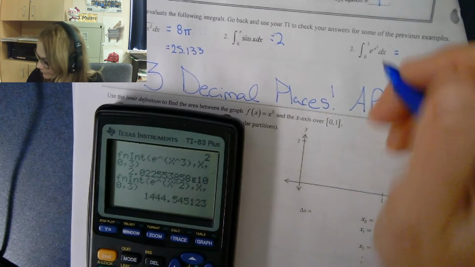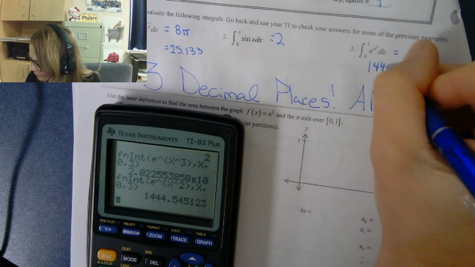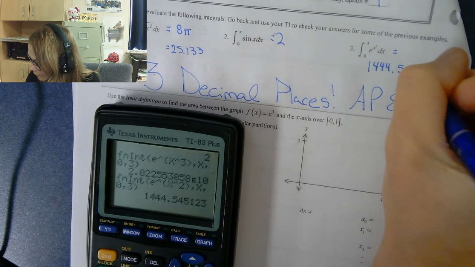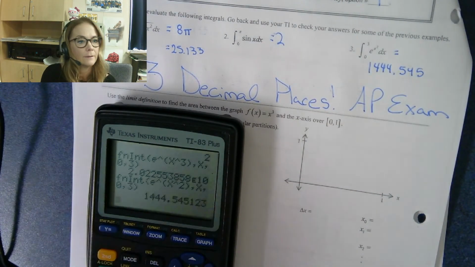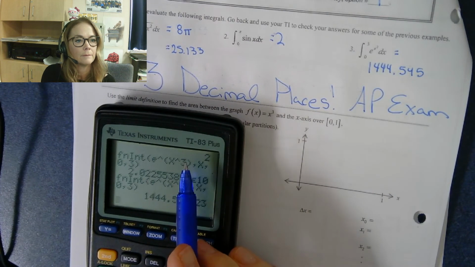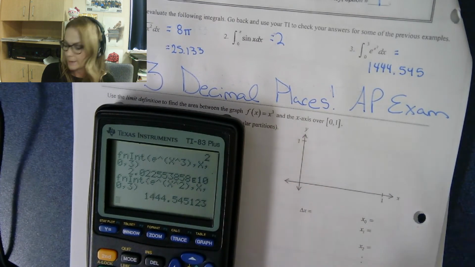Okay, there we go. 1444.545. 1,444.545. All right, there we go. Yeah, this first one, that was a keystroke error.